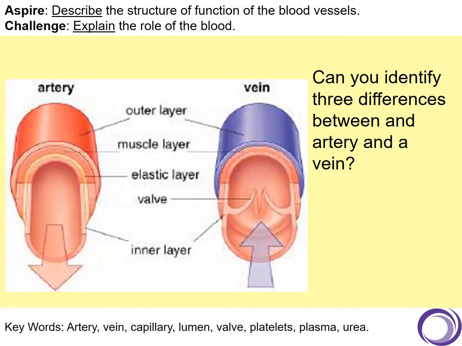Okay, so let's move on. These are some of the blood vessels. Two of the blood vessels that you need to know about are arteries and veins. These are two pictures, one of an artery and one of a vein. I just want you to have a look at them and see if you can come up with any differences between the two, because these are the only differences you really need to know.